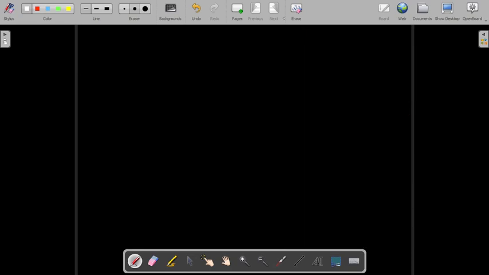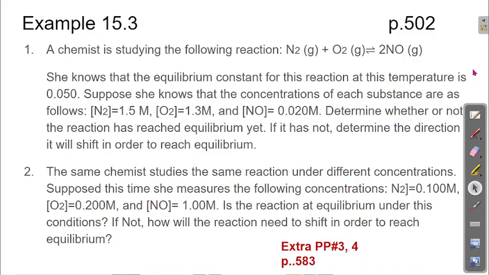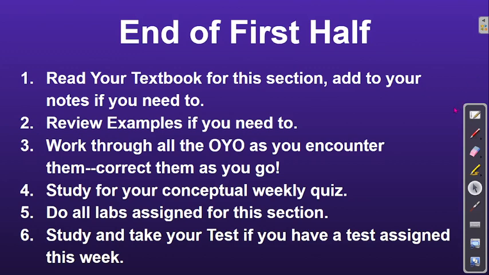And this concludes the first section of Module 15. Read your textbook for this section, add to your notes if you need to, review examples if you need to, work through them on your own as you encounter them, correcting them as you go. Study for your conceptual quiz this week. There's 1 extra credit lab this week if you want to do it. And study for your test. And I'll see you Friday. Bye-bye.